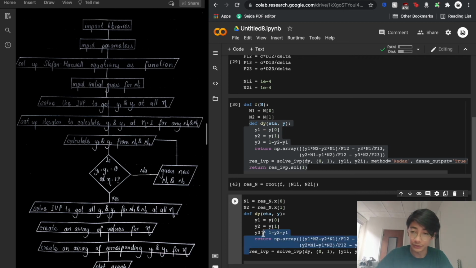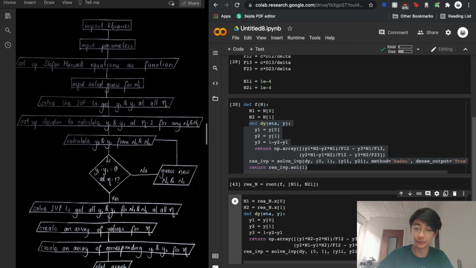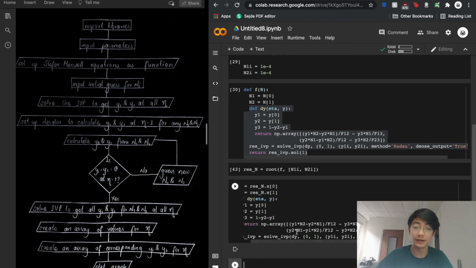And all of this, their indentation needs to be fixed. Shift tab, and there we go. So what this part basically does is solve the IVP with the actual values of n1 and n2. So yeah, we're done with that part.